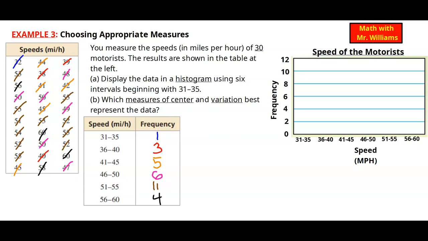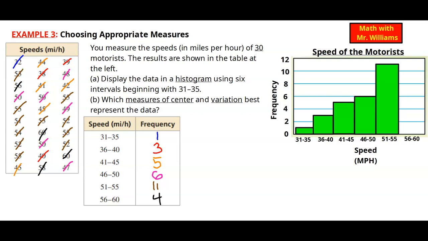All right, now that we've made our frequency table, we're going to make our histogram. So the first one was from 31 to 35 as an interval, and our frequency was 1. So let's put our bar on our histogram. The next one is 36 to 40 for 3. Then we have 41 to 45 for 5. And then 46 to 50 for 6. And 51 to 55 for 11. And lastly, 56 to 60 for 4.